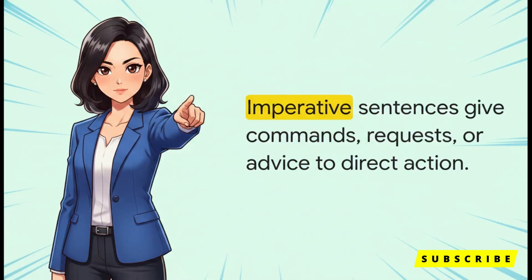All right, tool number 3 is the imperative sentence. We use these to direct action. So anytime you need to give a command, make a request, offer some advice, or lay out instructions, this is your go-to. Since you're essentially telling someone to do something, your tone of voice really needs to reflect that intent. It should be firm but polite, obviously depending on the context of the situation.